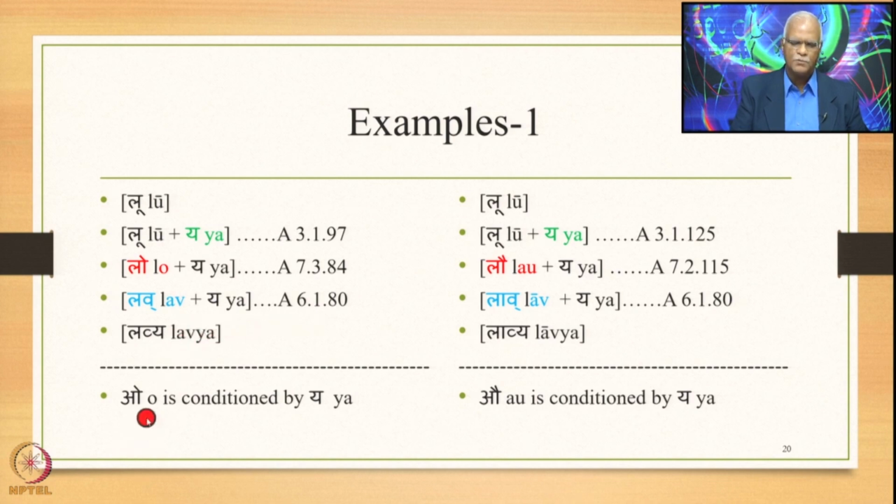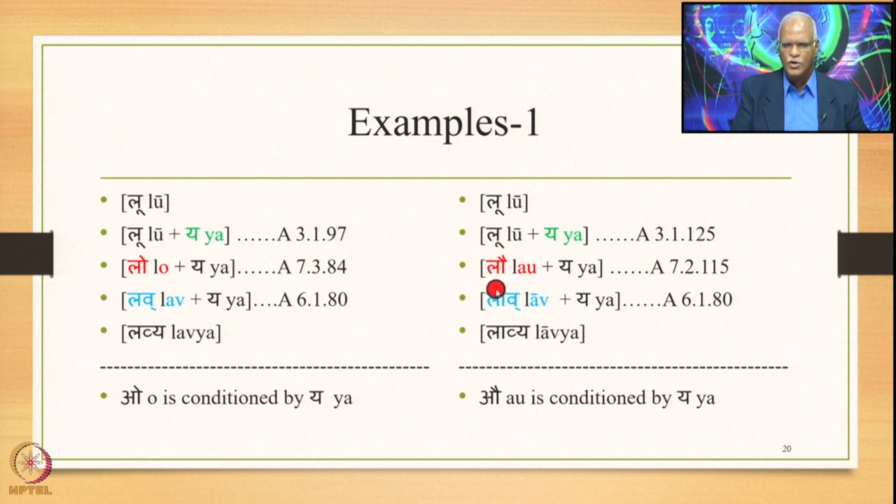Now the most important point to remember over here is that au is conditioned by ya. Similarly, you have lu, a verbal root meaning to cut, followed by the suffix ya, this time stated by another sutra 3.1.125. The original suffix stated by this sutra is nyat. So this Ṇ marker brings about the substitution of au in place of u. So you have au, lau plus ya.